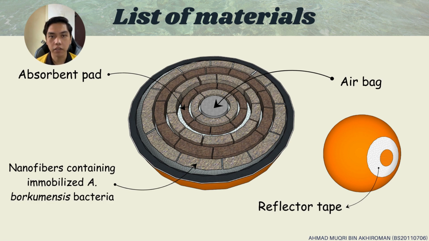For the list of materials, firstly we have the absorbent pad. This pad has special absorbent characteristics where it will only absorb oil and pass through the water. After that, we have nanofibers containing immobilized Alcanivorax borkumensis bacteria. This is where the biochemical reaction happens to degrade the oil contamination. Next, we have the airbag. The airbag's function is to keep our product afloat when we release it on the water surface. And lastly, on the outer side, we have attached a reflector tape that serves as an indicator so that ships or fishermen can notice it from afar, thus avoiding coming near the product.